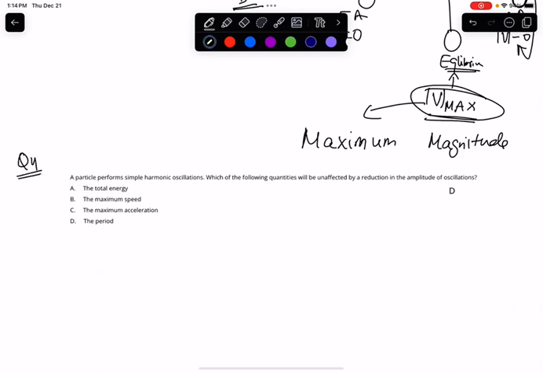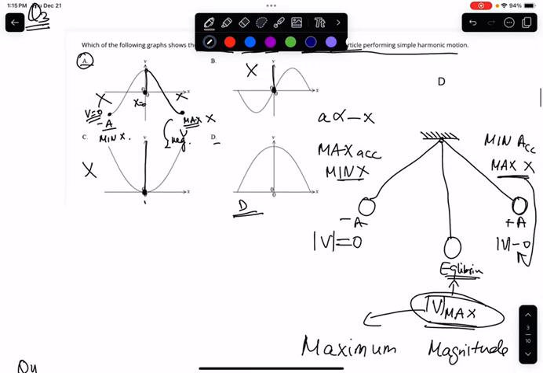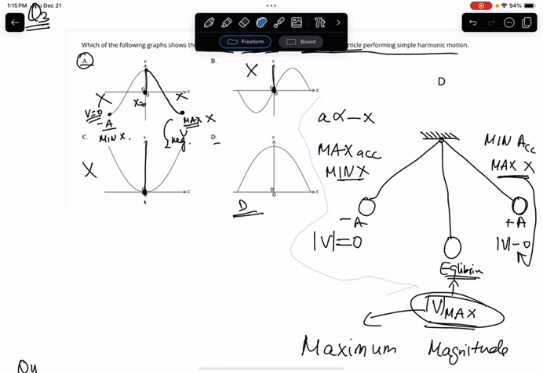Now let's look at question 4 and see how to go about it. In this case, a particle is performing simple harmonic oscillations, and which of the following quantities will be unaffected by a reduction in the amplitude? So once again, we go back to our simple pendulum, which has been helping us so much so far.